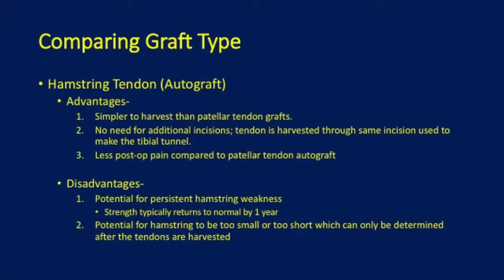Some disadvantages are the potential for persistent hamstring weakness. However, strength typically returns to normal by 1 year. There is also the potential for the hamstring to be too small or too short, which can only be determined after the tendons are harvested.